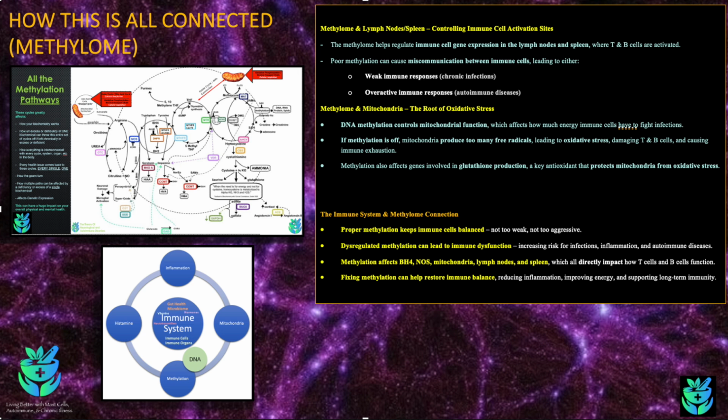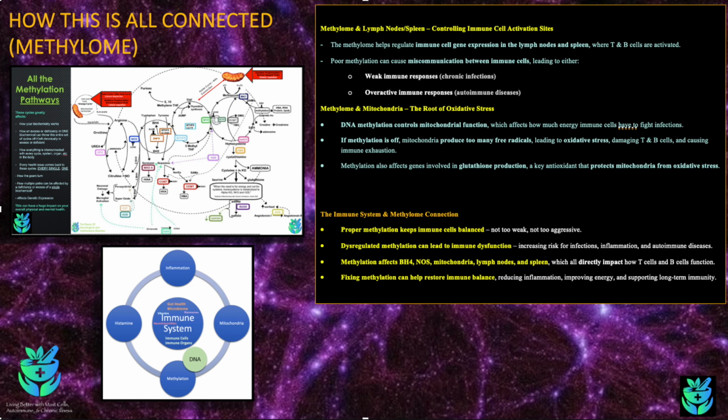So the methylome in mitochondria, the root of oxidative stress. DNA methylation controls mitochondrial function, which affects how much energy immune cells have in order to fight infections. If methylation is off, mitochondria produce too many free radicals, leading to oxidative stress, damaging your T and B cells and causing immune exhaustion. Methylation also affects genes involved in glutathione production, and that is your body's master detoxifying biochemical. And it is a key antioxidant that protects mitochondria from oxidative stress.